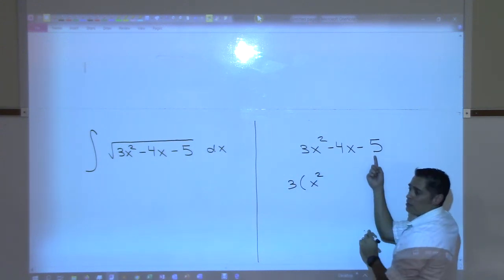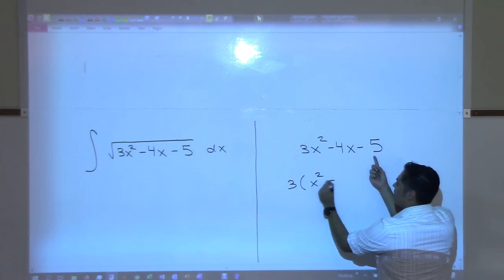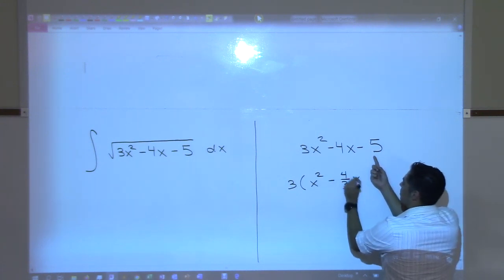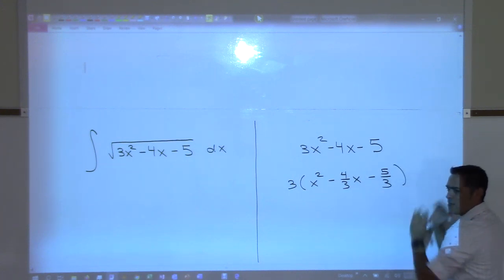And James, I'm not going to ignore this. It's there. I'm going to keep it here the whole time. So when you pull out the 3, this becomes 4/3 x, and then this becomes 5/3. Do we all agree that that is algebraically the same expression?